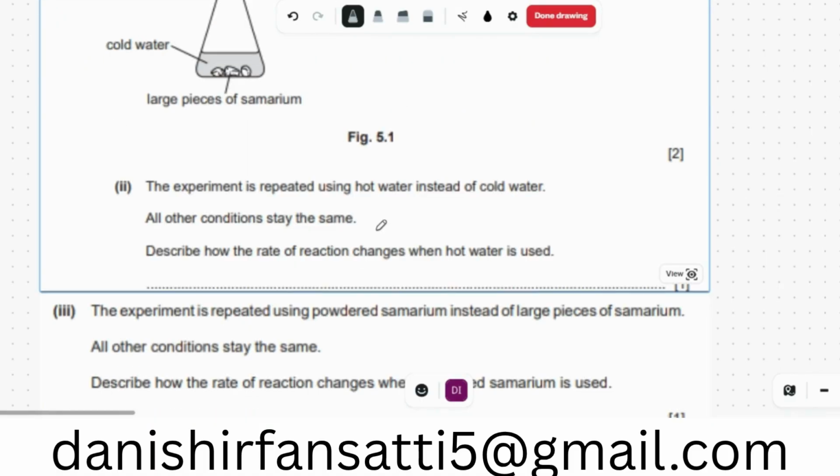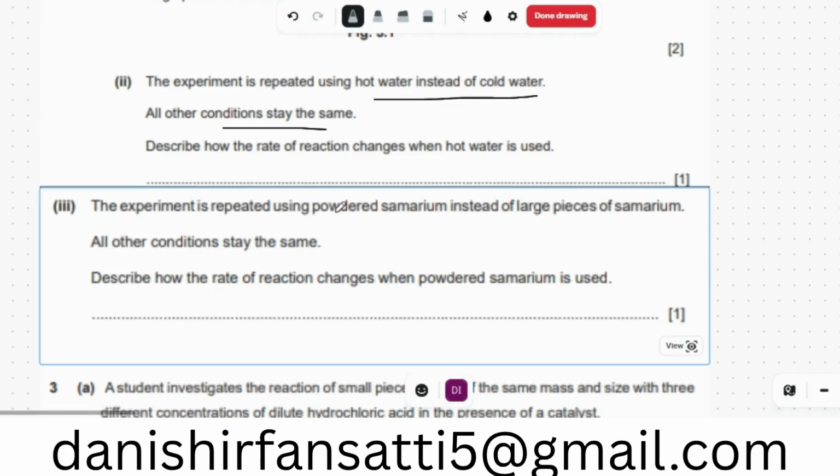The experiment uses hot water instead of cold water. All conditions stay the same. Describe how the rate of reaction changes with the hot water. It will increase. There will be more kinetic energy, so the reaction rate will increase. The experiment is using powder samarium instead of large pieces of samarium. So surface area will increase. More surface area will result in more particles colliding with each other, so the rate of reaction will increase.